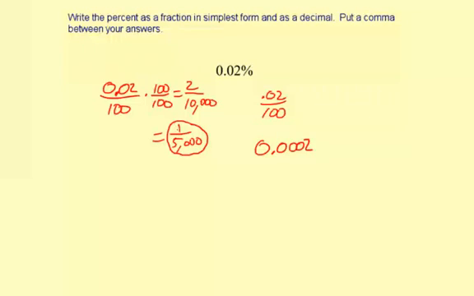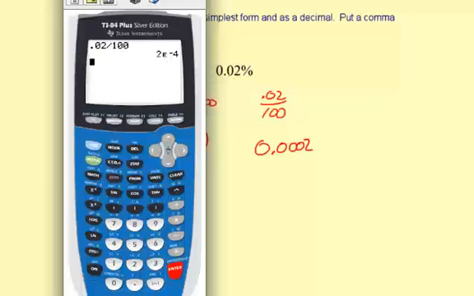Another way to look at this is what is 1 divided by 5,000? 1 divided by 5,000. Same answer, 2 times 10 to the negative 4th, which is 0.0002.